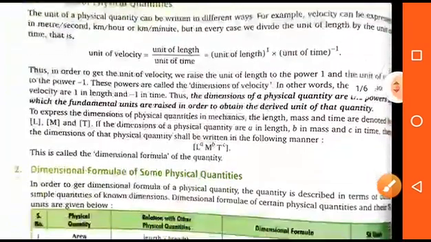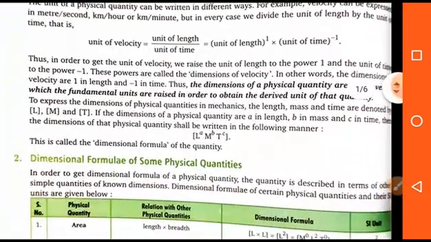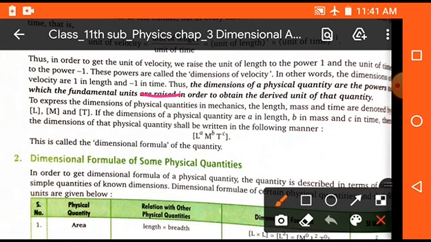First of all, I want to tell you the definition of dimension. The dimensions of a physical quantity are the powers to which the fundamental units are raised in order to obtain the derived unit of that quantity. It means that in this method we use some powers, and these powers are raised on some particular letters, and by putting these we get the units of any physical quantity in a different manner.